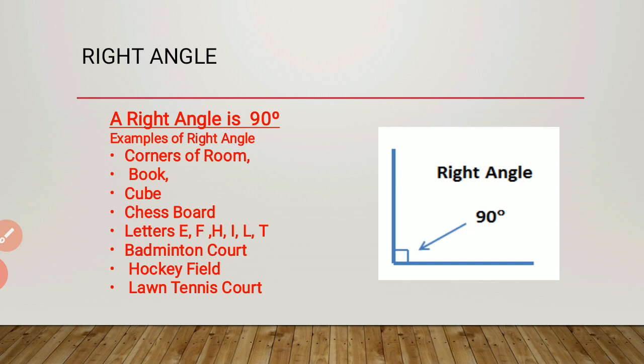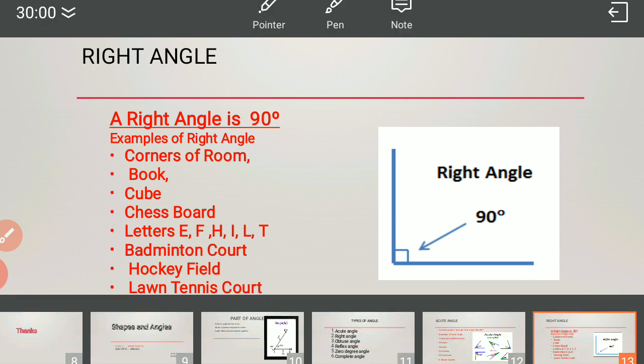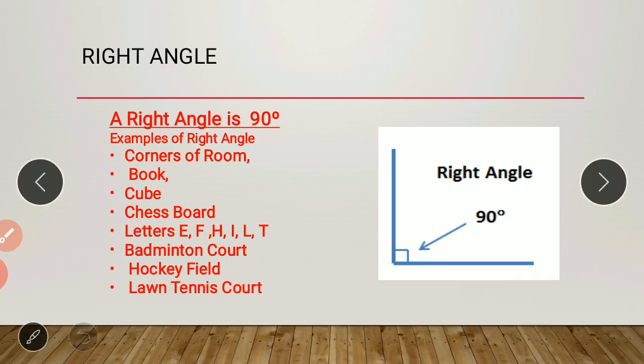Then alphabets. Letters E, F, H, I, L or T, these letters make a 90 degree angle. Then one question can be in your mind, how do these letters make a 90 degree angle? So I am giving here one example of E. You can see E.